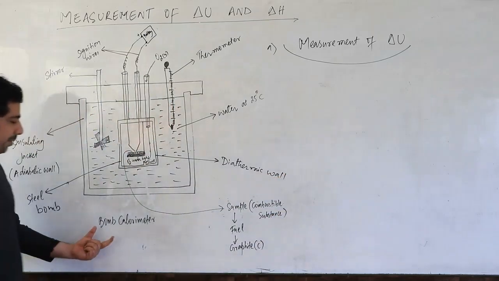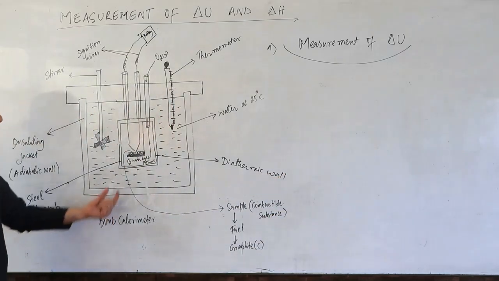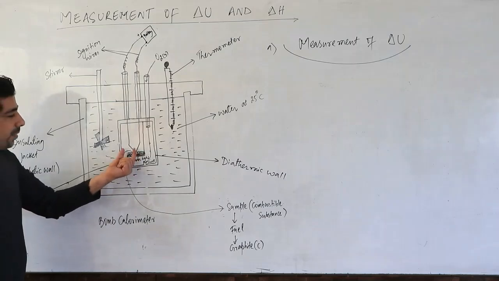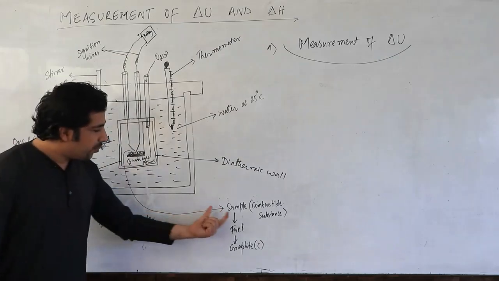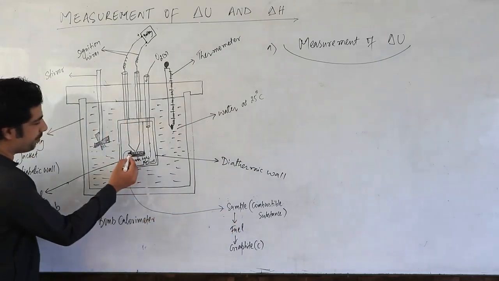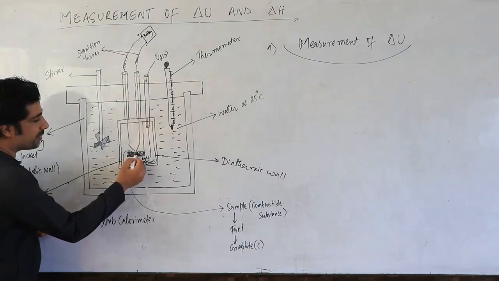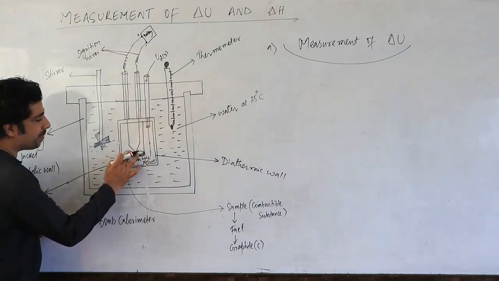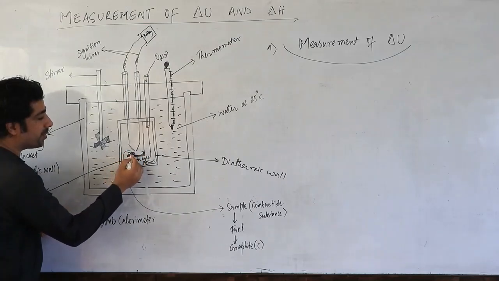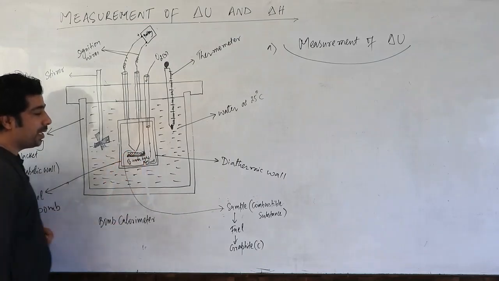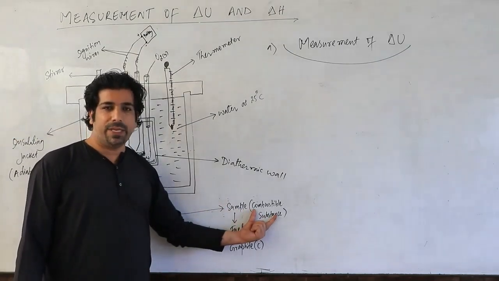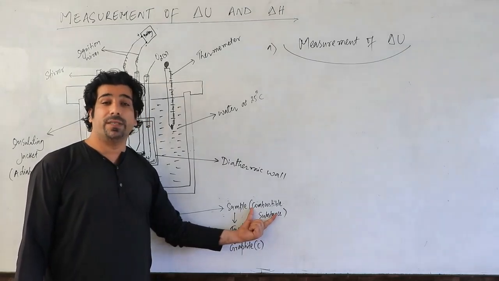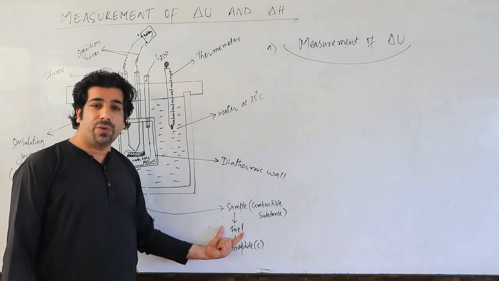So what is happening in the bomb calorimeter, my dear friends? We are taking a fuel here, or a combustible substance. We are taking a sample, and this is our sample. And what is our sample, my dear friends? A combustible substance, meaning a substance which can be burned, and we can call it fuel also.